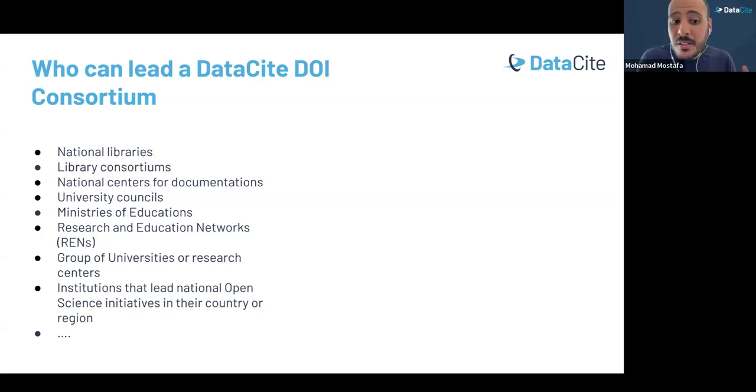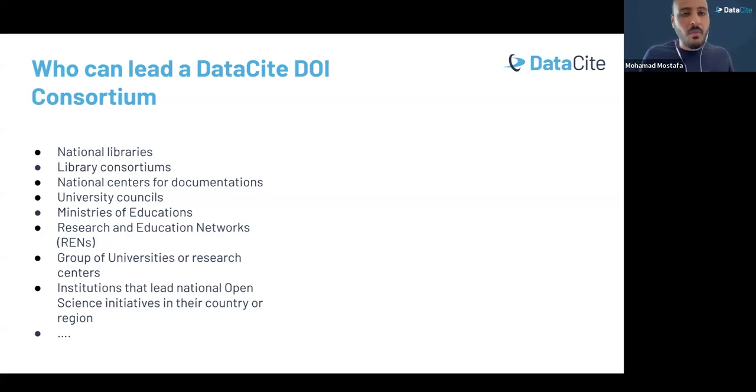We have also seen national centers for documentation, the same national centers that assign ISSNs and other identifiers as well. They will be leading a consortium. In some countries, in some regions, we have university councils, or ministries of education or ministries of higher education that will lead a DataCite DOI consortium to provide the universities and research institutions with DOIs. In some communities, for example, we have research and educational networks. Like, for example, Nigeria in Africa, we have EcoConnect, one of the active RENs in Africa. They are providing the Nigerian universities with DOIs.